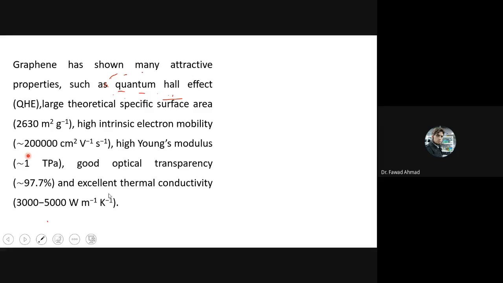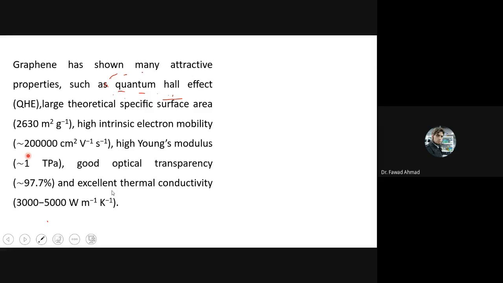Now what about its thermal conductivity? Here the value given is that the thermal conductivity is almost 3000 to 5000 watt per meter per Kelvin. Maybe you can imagine whether that is high or low, so I will give you a clue. In most of the electrical appliances we are using these days, we use copper, or aluminum, or a mixture of copper and aluminum.